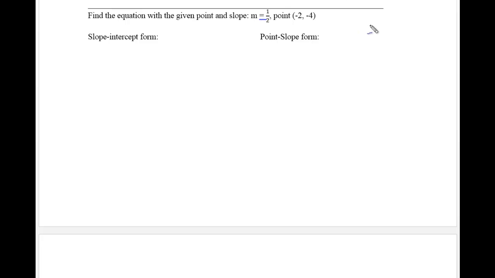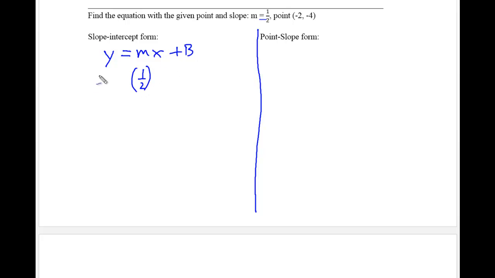Okay, so in this case, we're going to do the same process, except the slope will be a fraction instead of an integer, and we have some negatives here. So let's do the slope-intercept form first, y equals mx plus b. So the first thing I'm going to do is plug in my slope, which is going to be 1/2. Then I'm going to plug in my y and my x given in the problem to figure out my y-intercept.